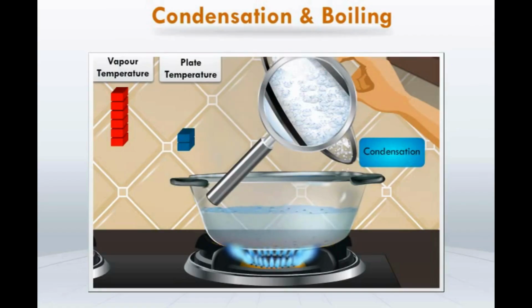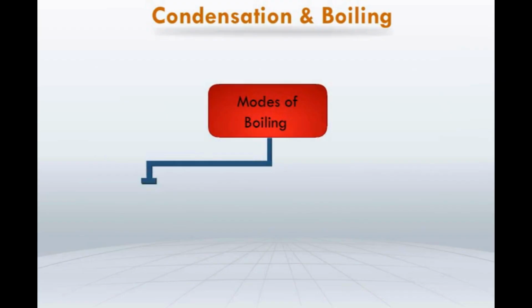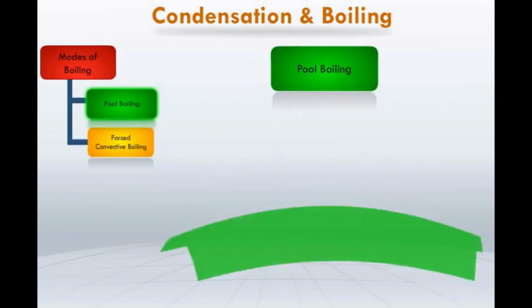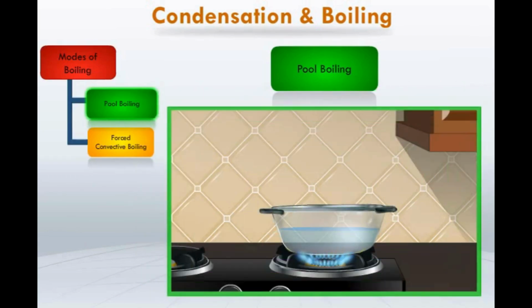On the basis of the motion of fluid, boiling is classified into two modes. They are pool boiling and forced convective boiling or flow boiling. When we heated the water, we saw that at first the water was stationary. Then it started rolling up and down, and finally it started boiling. Such a mode of boiling, where the water is stationary in the beginning with respect to the heating surface, is known as pool boiling.